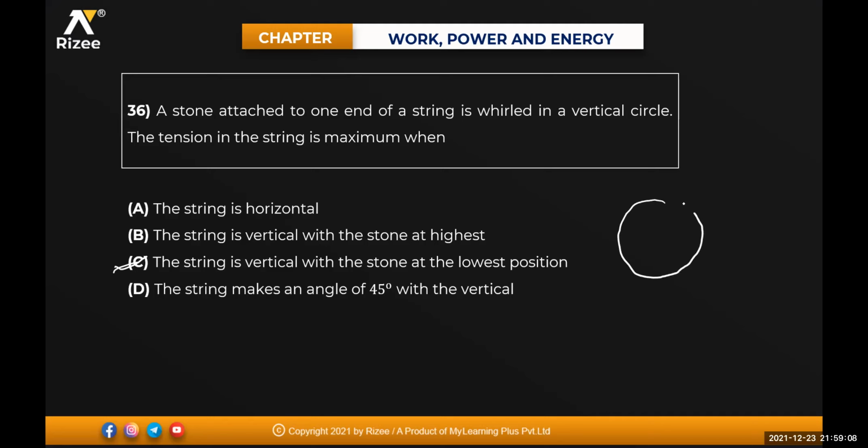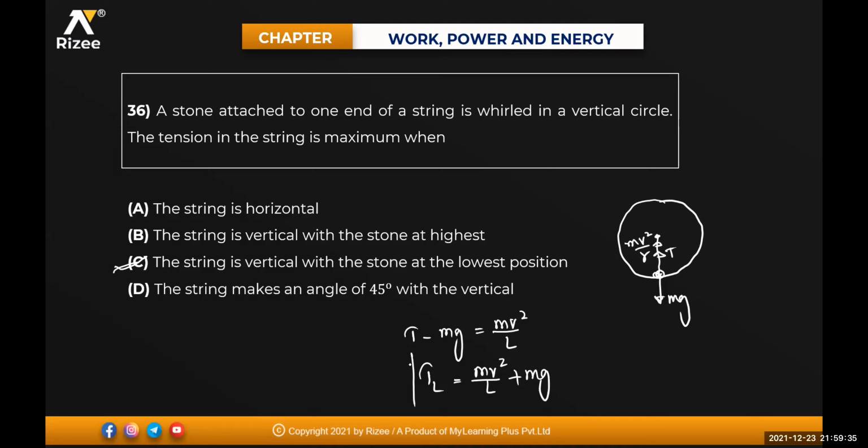Because when the string is at the lowest position, weight of the body mg is in the downward direction, tension T is in the upward direction, and centripetal force is also in the upward direction. So how do you write the equation? T minus mg is equal to m v square divided by L. So T at the lowest position will be equal to m v square divided by L plus mg. So at the lowest position in the vertical, it will be the maximum. C will be the answer.